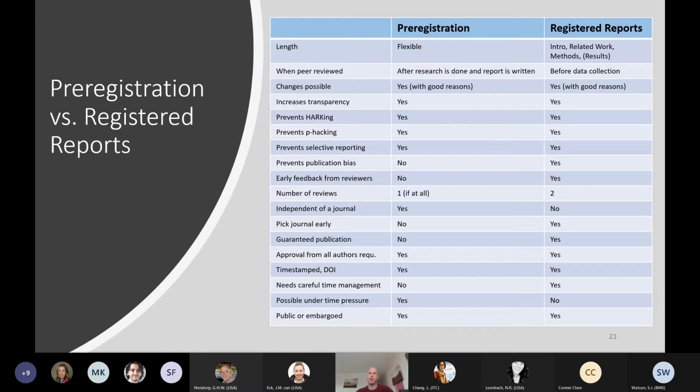Registered reports are also not independent of journals, so you have to select a journal you would like to submit to at the beginning of your research. This is also one of the disadvantages, or one of the things that make registered reports a bit less flexible. So if you're doing pre-registration, you don't have to make this decision at the beginning. You can do it at any time, but when you're submitting registered reports, you have to do it at the beginning.